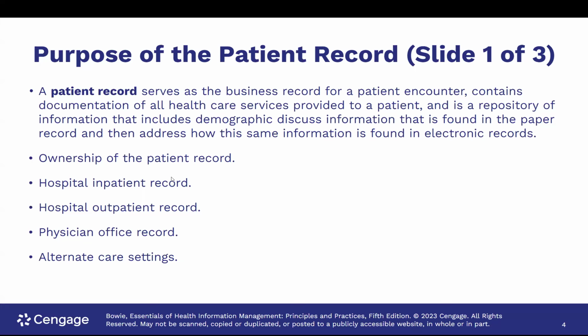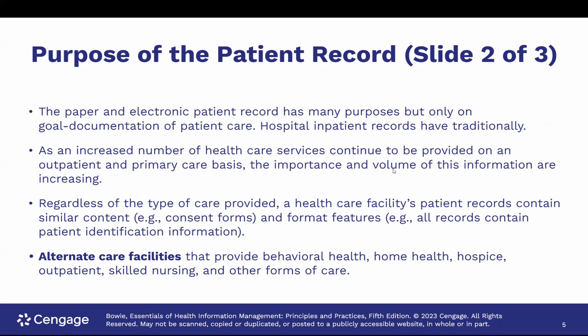We can have hospital inpatient records, hospital outpatient records, physician office records, and alternative care records, but they all tie back to the same basic purpose of serving as a business record for all the patient care activities within that encounter. It's helpful to think about the overall types of documents that we have and not get really hung up on the paper record. We had to do things differently in a paper world. But essentially, a lot of those functions are still there.